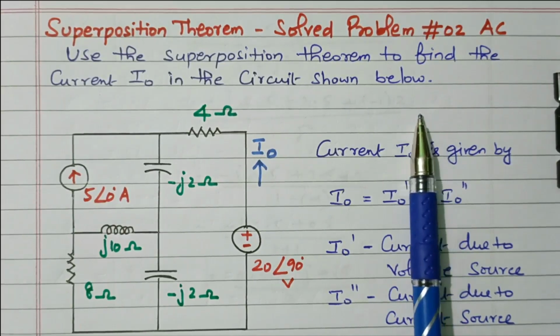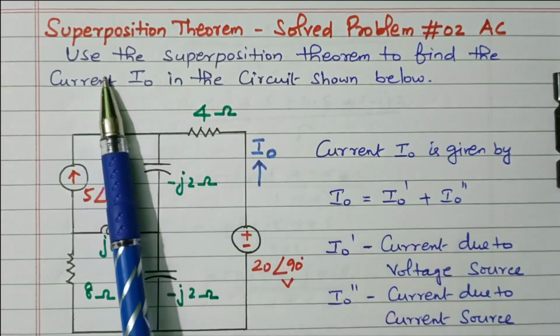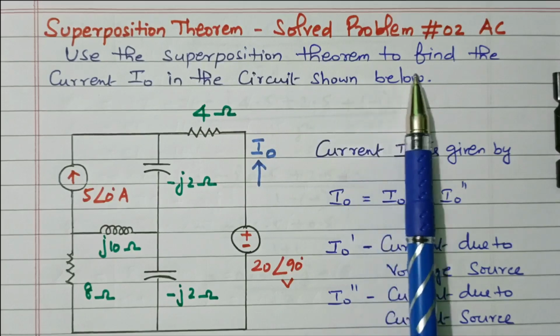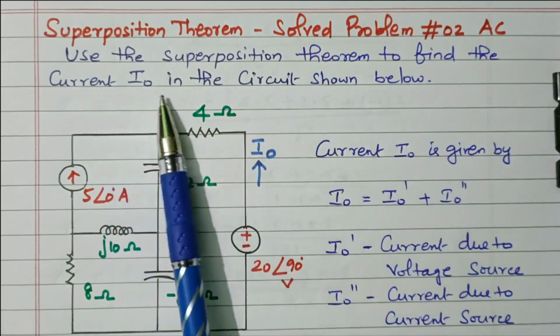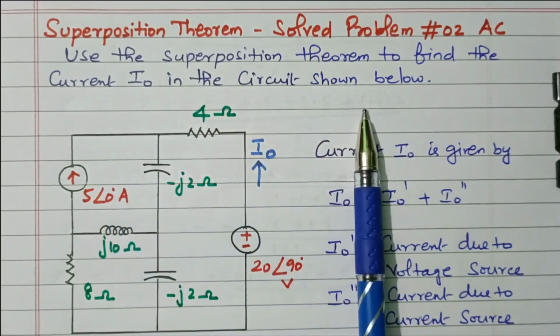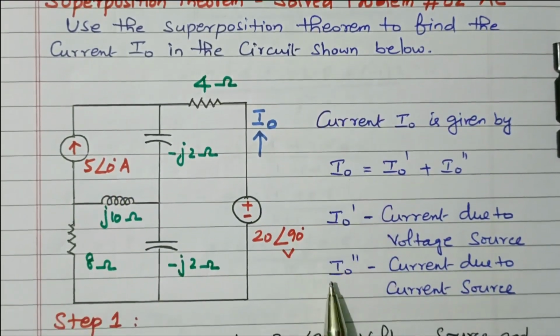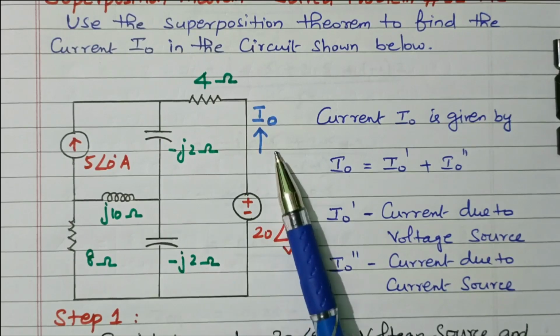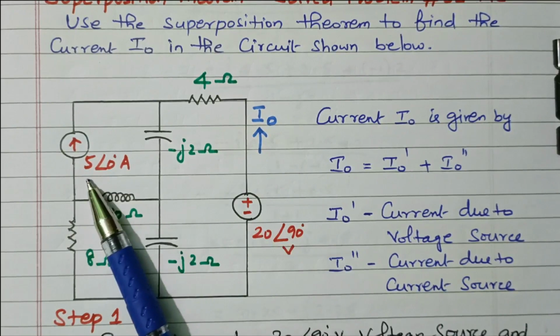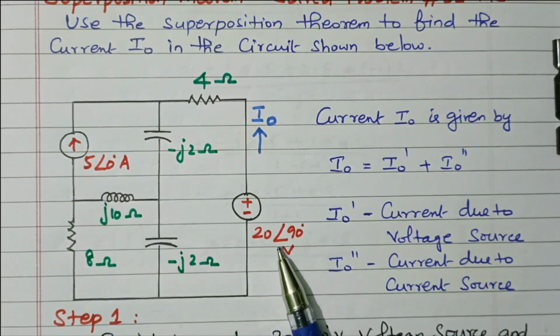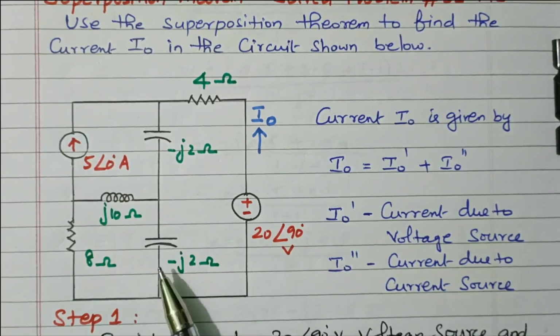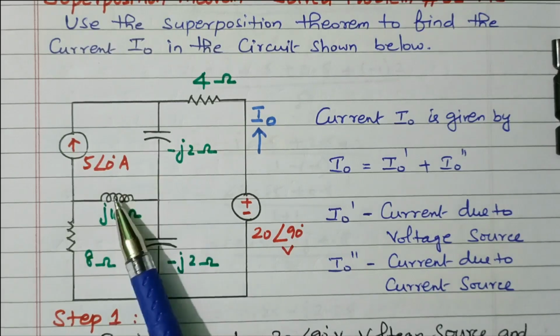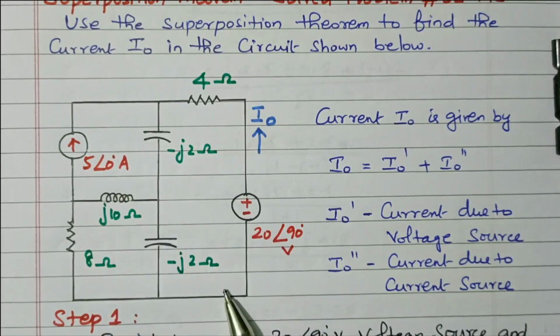Now we'll go to the topic. The problem statement is: use the superposition theorem to find the current I0 in the circuit shown below. We need to find the current I0 for the given network. So this is the given network, and this is I0. We need to find the current I0 here. One current source and one voltage source are available, and then a capacitor, an inductor, and 2 resistors are available.